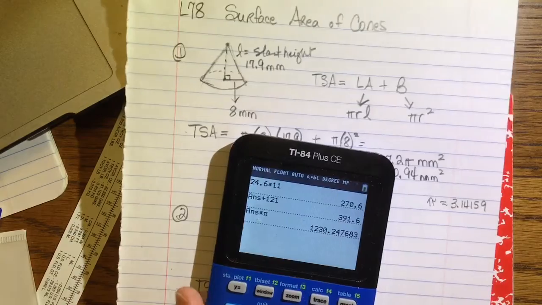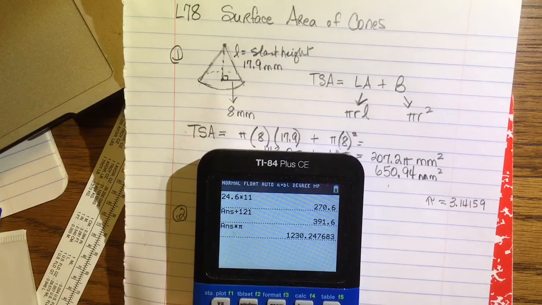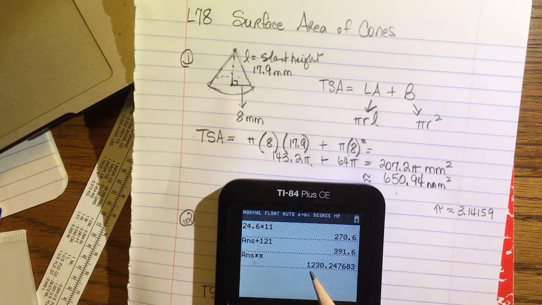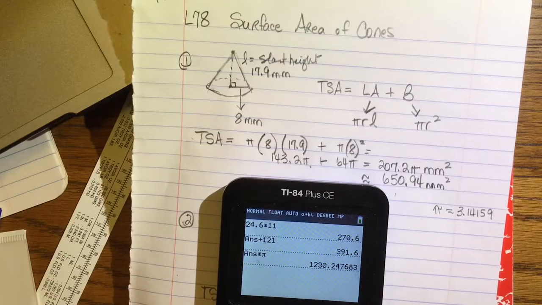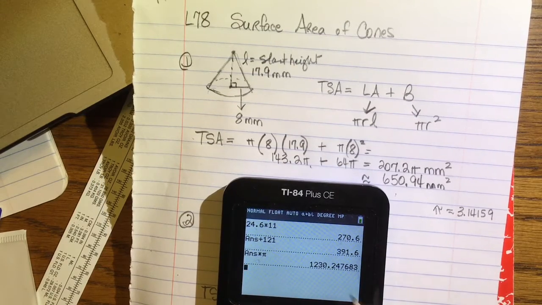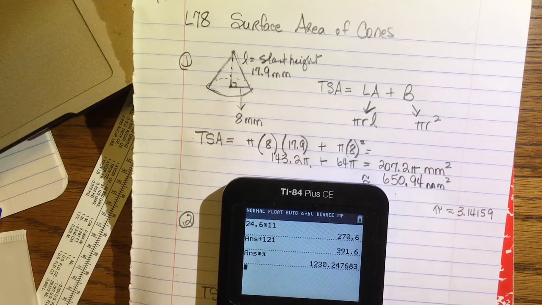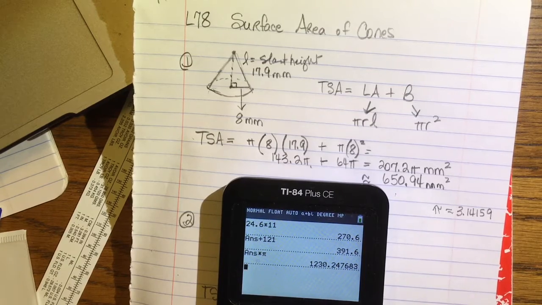And then I'm going to approximate that, because now I can just multiply times pi. And of course it does say rounded to 2 decimal places. So I've got 1,230.24, but the 7 is going to make it go to 25 square inches.